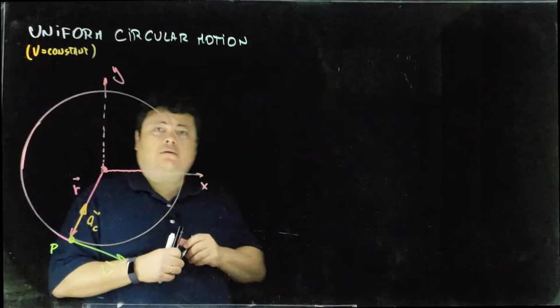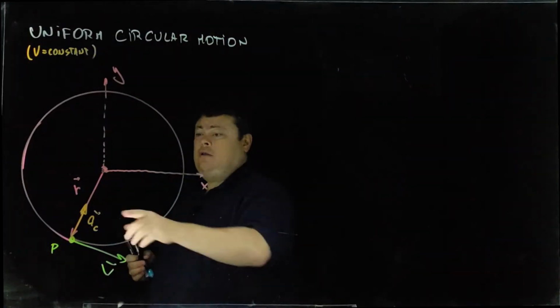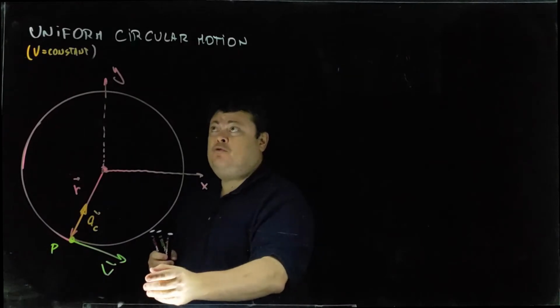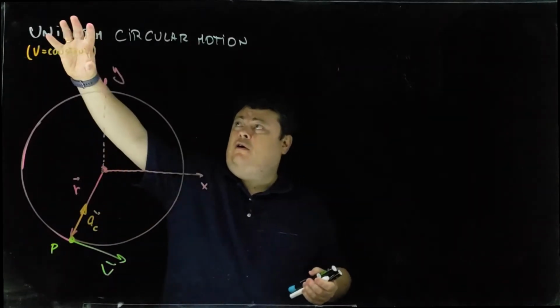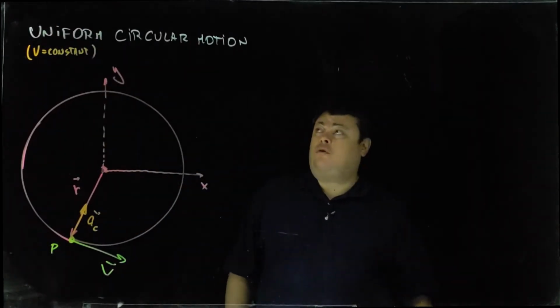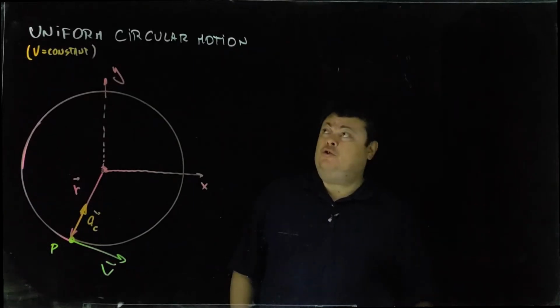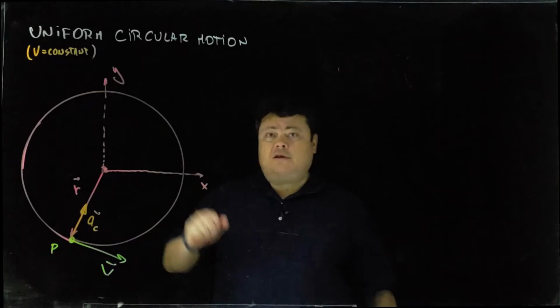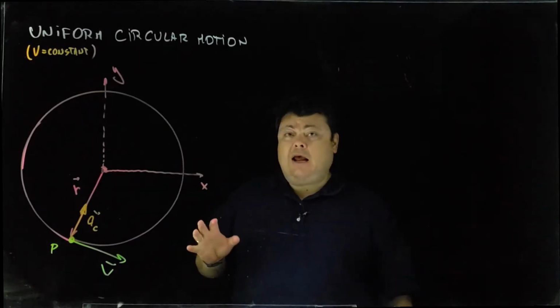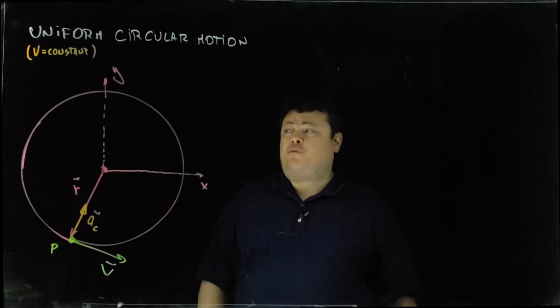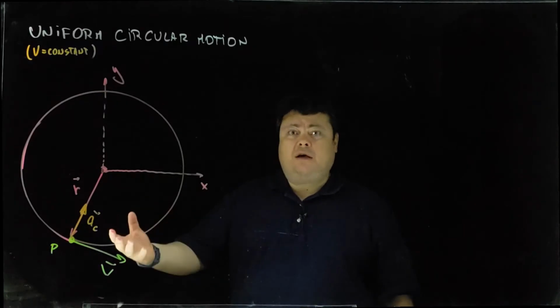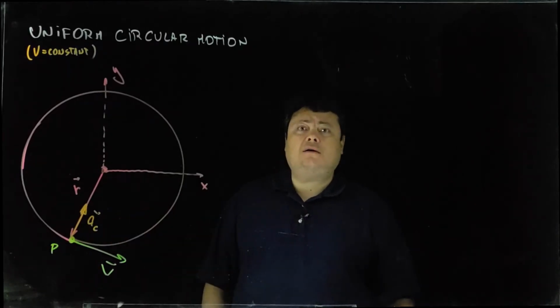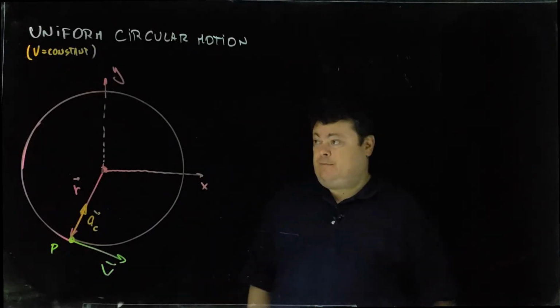If we had tangential acceleration, the speed would be changing, and therefore I would not be doing uniform circular motion. I will be doing accelerated circular motion. So by studying this motion here, anything that I get as a result of my acceleration is going to be the centripetal acceleration. And so that's why we're going to study this.